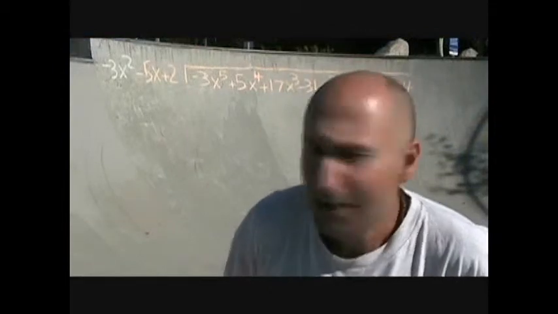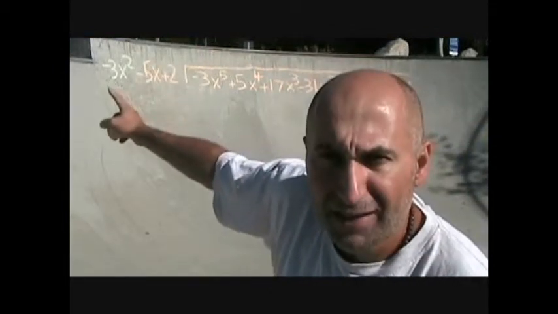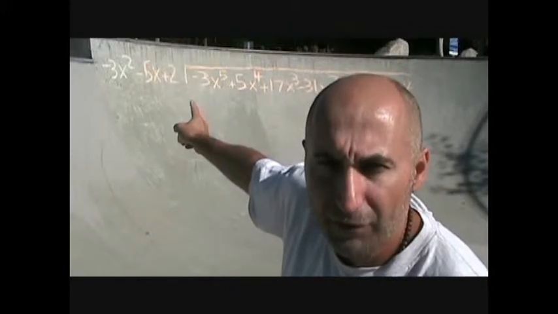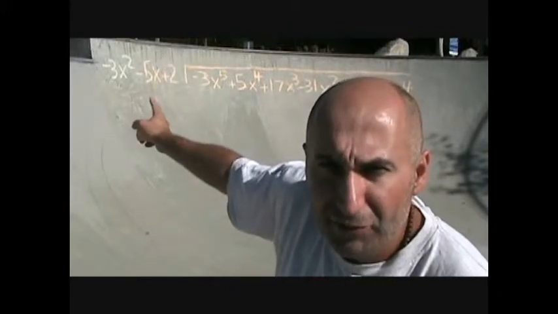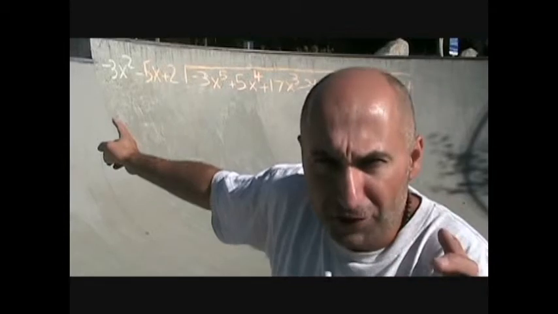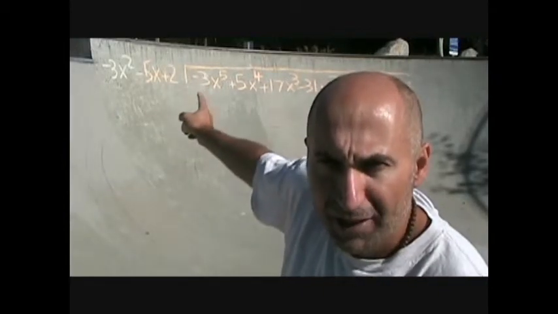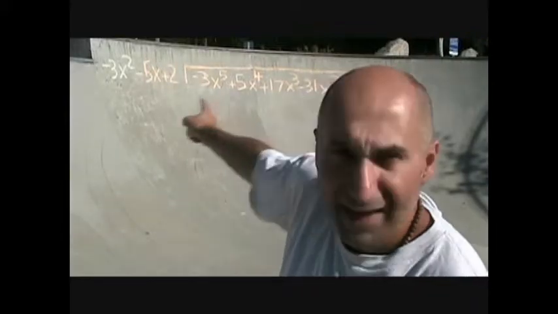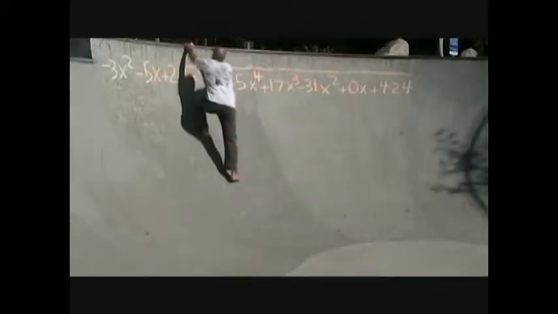So the question is, what are we going to multiply negative 3x squared by to give us negative 3x to the power of 5? Well, they both have negative 3 in front, so we don't need any coefficients up front. All we've got to do is match the powers, right, the x's.